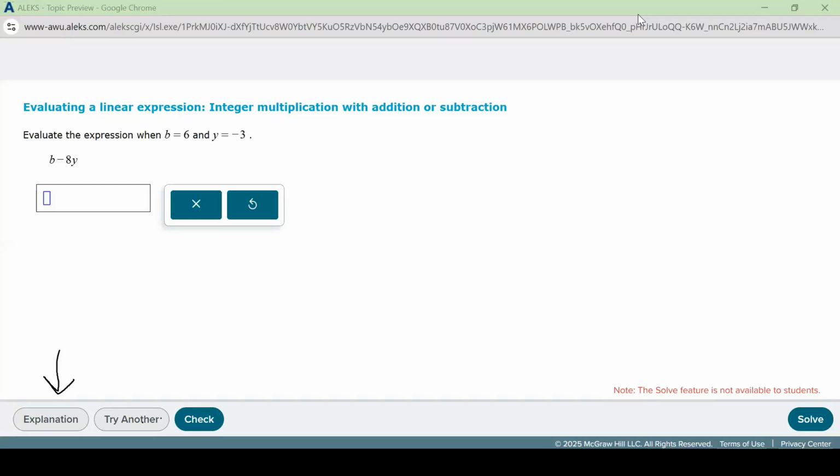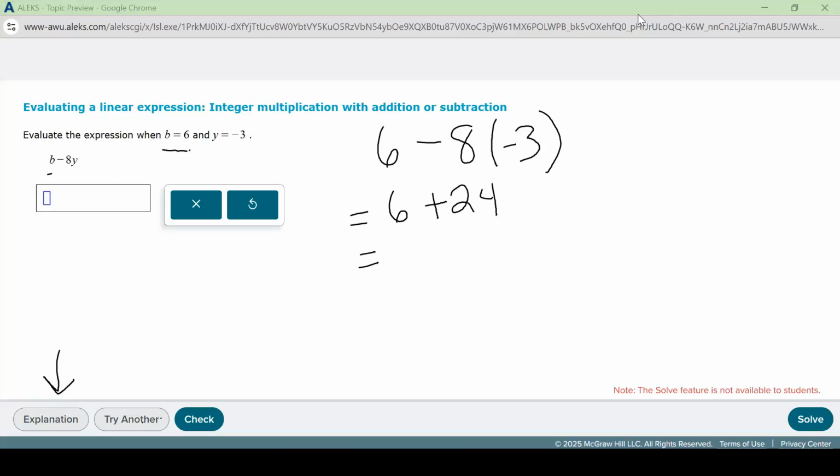So for this one, my B is equal to 6, and that is my first letter in this expression right here. So I have 6, and then minus 8 times -3. And then 6, and I have a -8 times a -3, which changes to a positive 24. And you can put equal signs if you like. And then 6 plus 24 is 30.